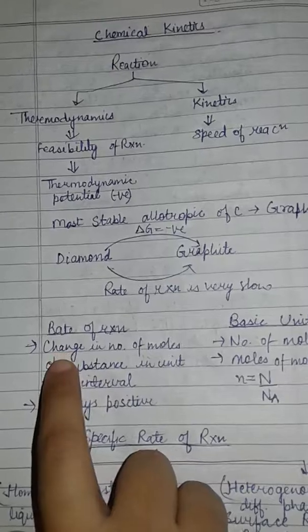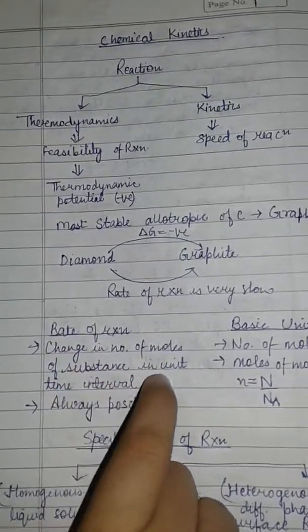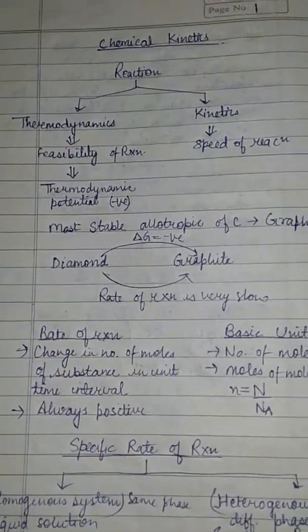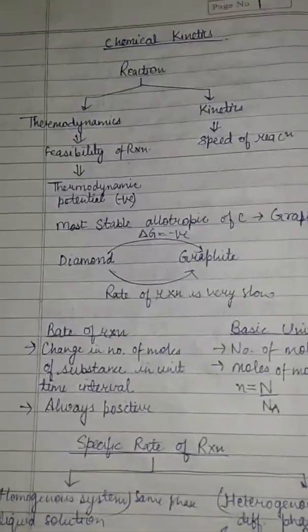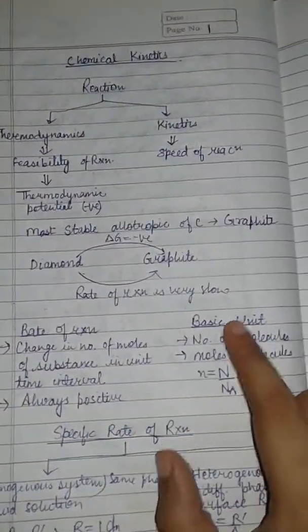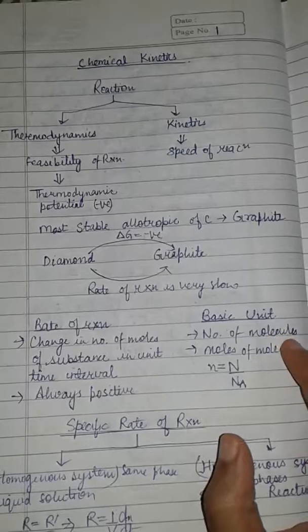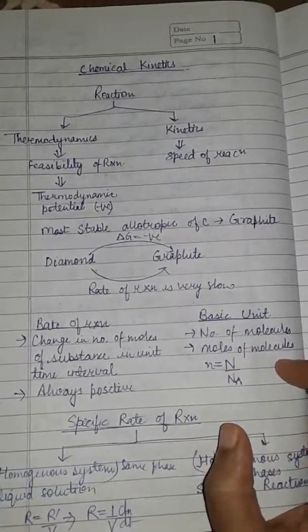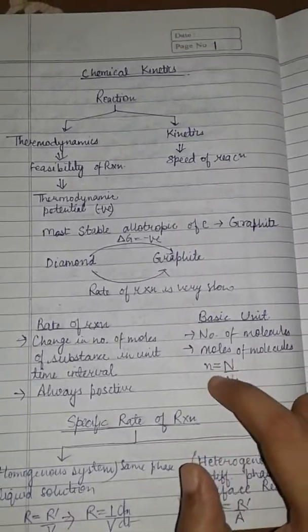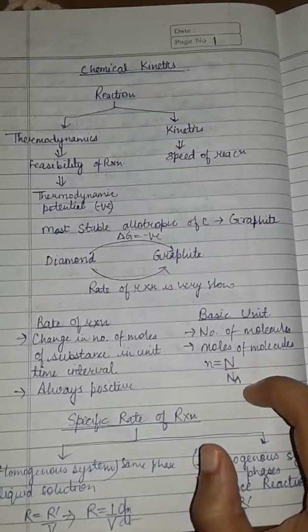The rate of reaction is the change in number of moles of substance in unit time interval. It is always positive. The basic unit is number of molecules or number of moles of molecules. n is equal to N upon Na.